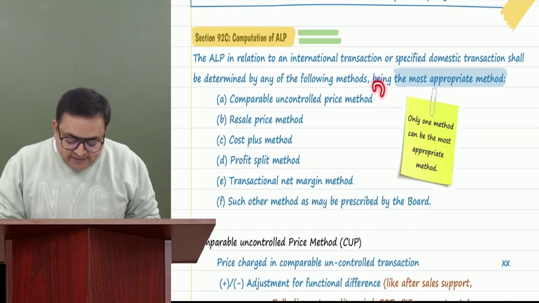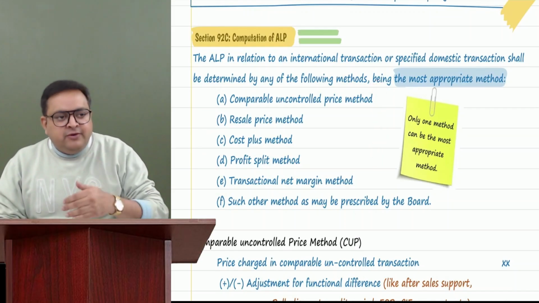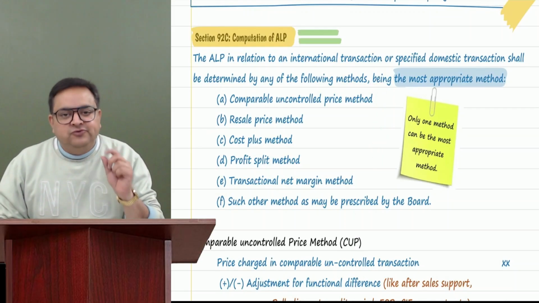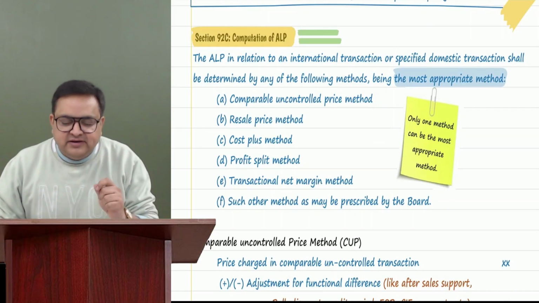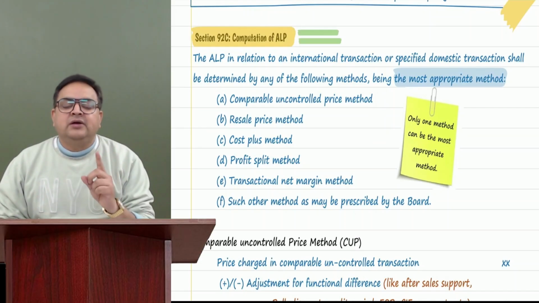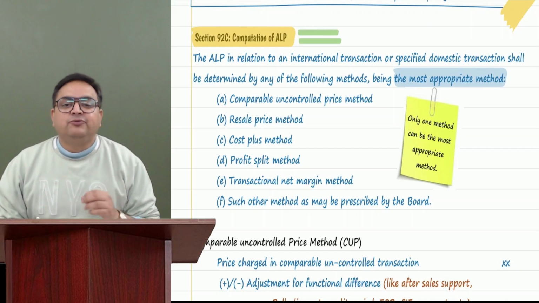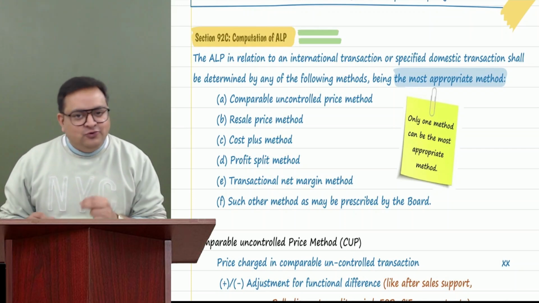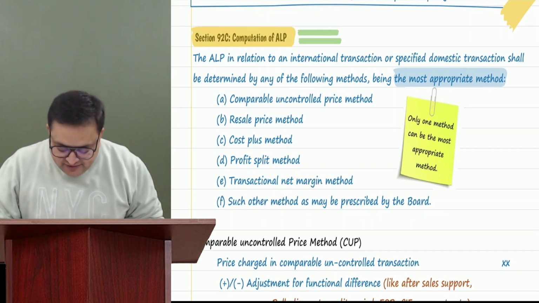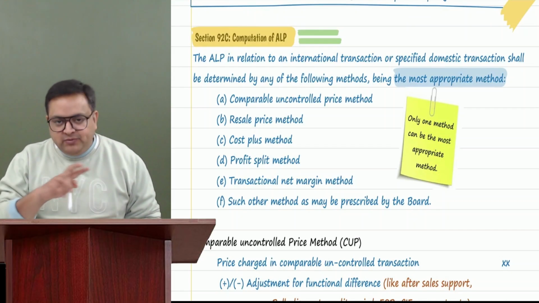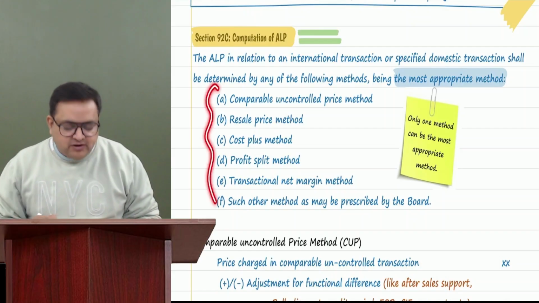So can we apply 1 method, 2 methods, 3 methods? The answer is no. In any particular international transaction, there could be only one best method, which we call the most appropriate method. Use this term in the examination: we can use only the one method which is the most appropriate method. So you can't use 2 methods. You have to use only one method.